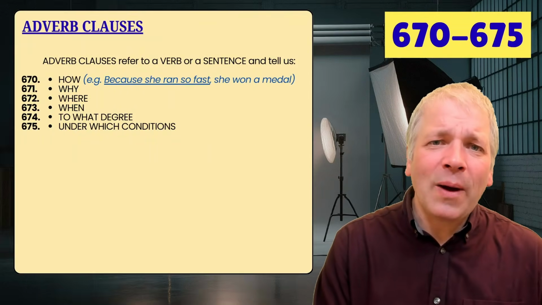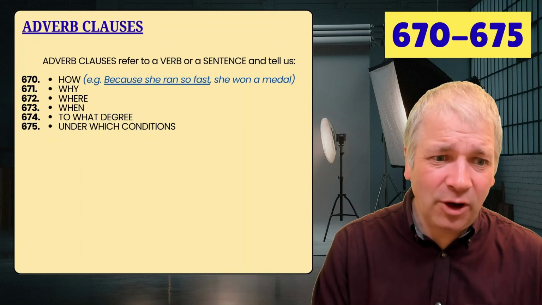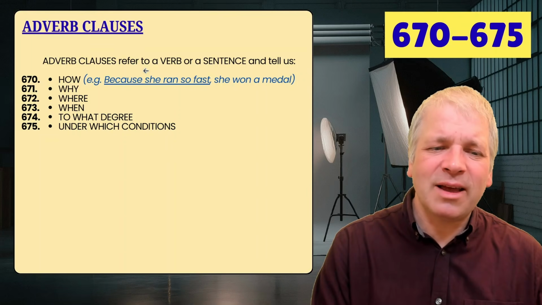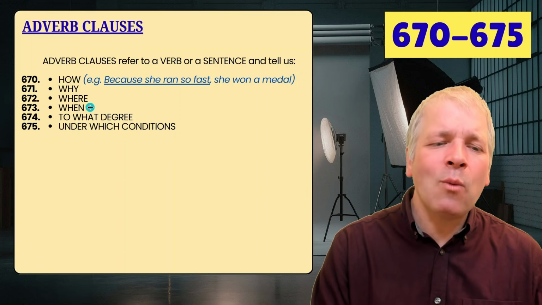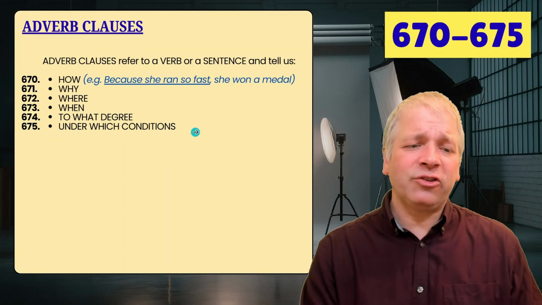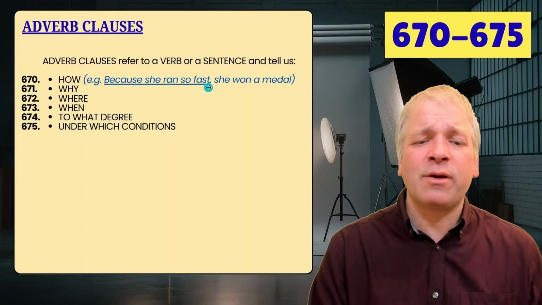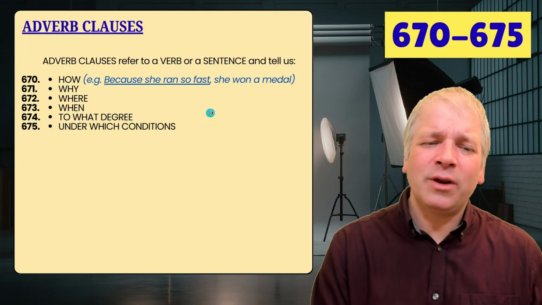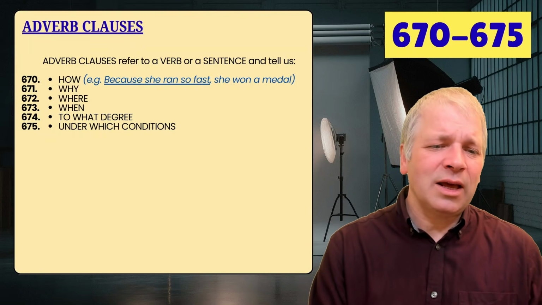Now we're moving on to adverb clauses, a particular type of clause. Adverb clauses refer to a verb or a sentence and tell us how, why, where, when, to what degree, under which conditions. For example, because she ran so fast, she won a medal. And because she ran so fast is an example of an adverb clause telling us how.